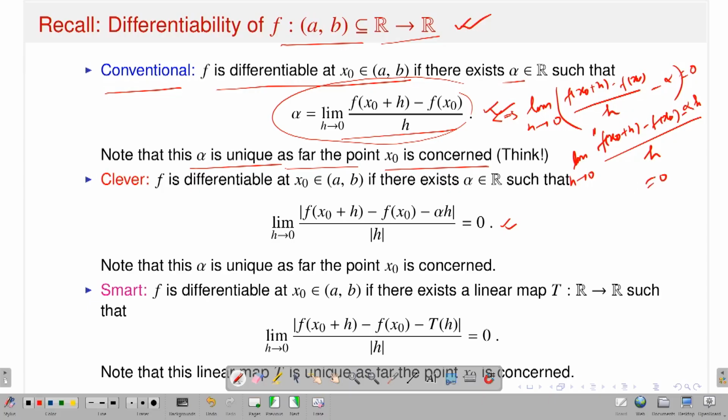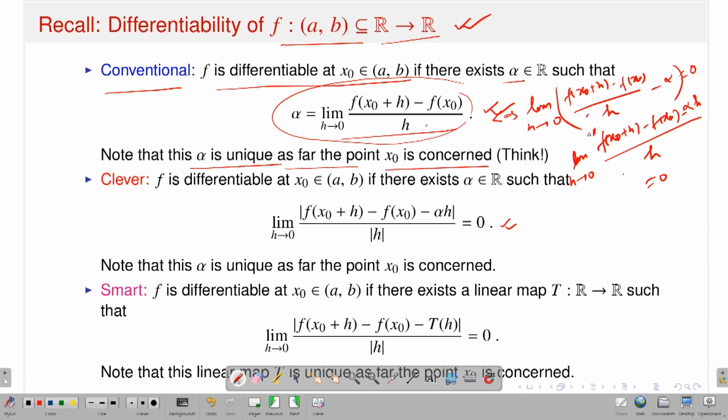The h gets cancelled, only alpha remains. I am just writing the same object in different ways. And what is the existence of this? This is nothing but the limit as h approaches 0 of something being 0. That means actually the modulus is 0, because I am talking about the existence of a limit with respect to some metric or some distance. In R, what is the distance? Absolute value.